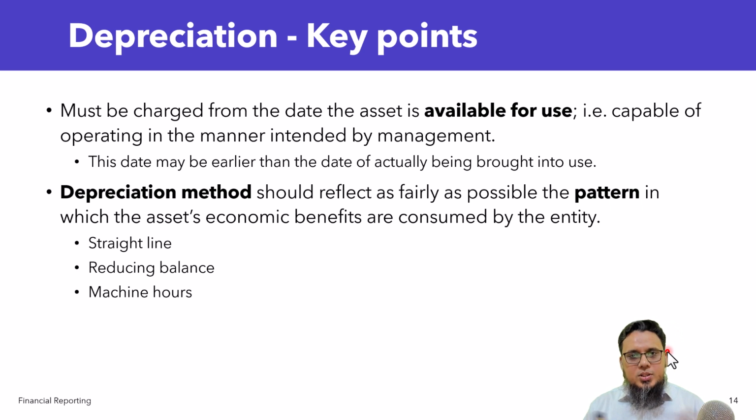Or you can go for a simpler straight line basis, which might be reflective of a pattern of economic benefit in real estate or some other. So the decision has to be the pattern in which the asset's economic benefits are consumed by the entity.